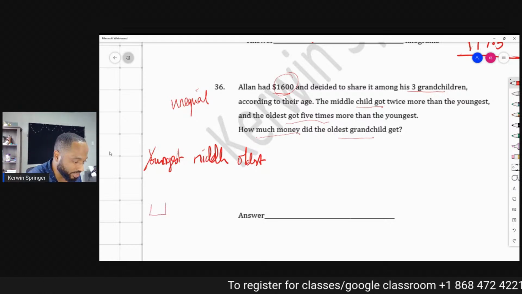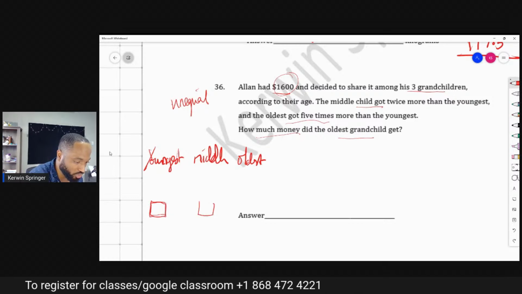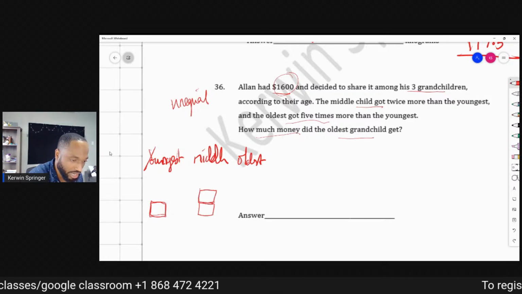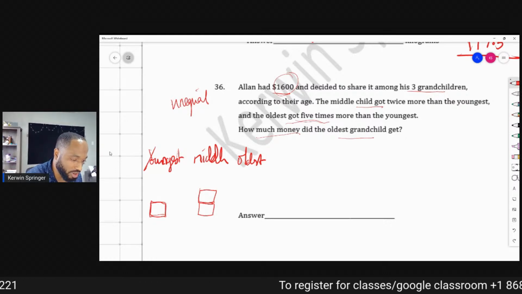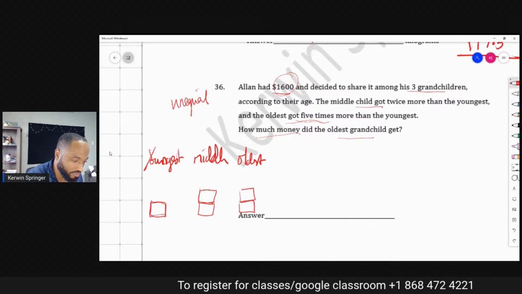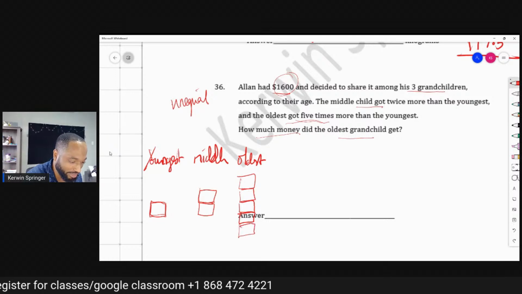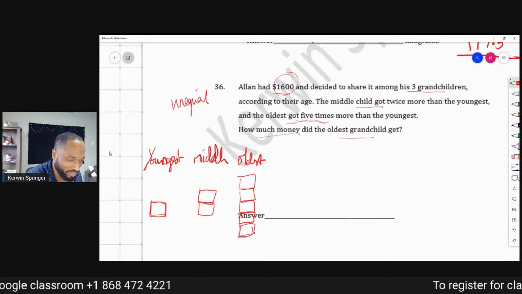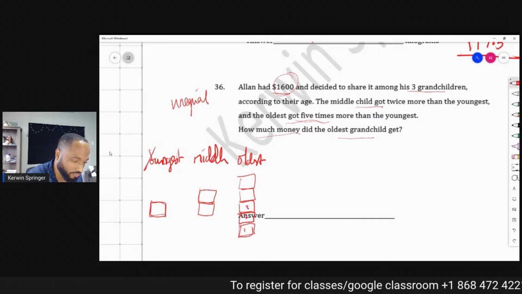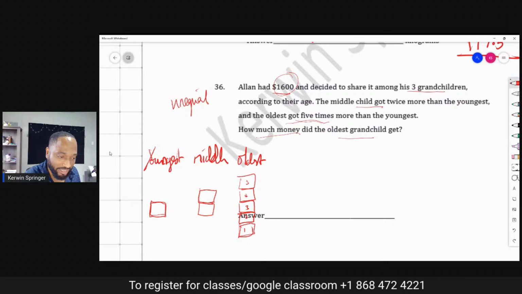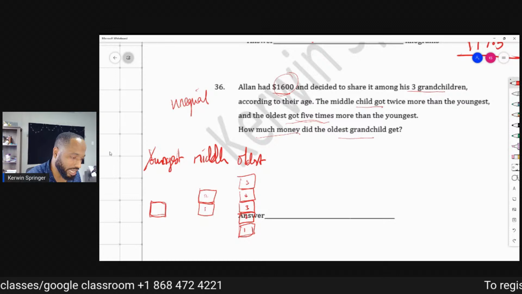So if this is the youngest, I like to draw little blocks to help me. The middle got 2 blocks, because twice as much. And the oldest got 5 times more than the youngest. So the youngest has 1 block, but the oldest will have 5 blocks. I don't like how the oldest gets all that money, but we can go on. It's just a question. So the oldest gets 5 blocks, the middle gets 2, and the youngest gets 1.